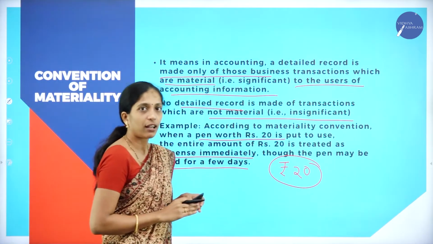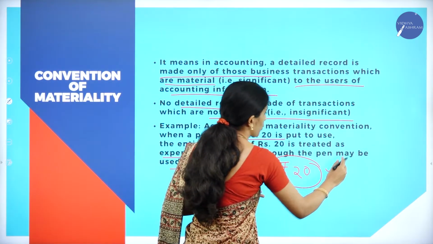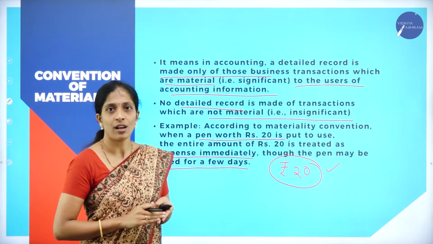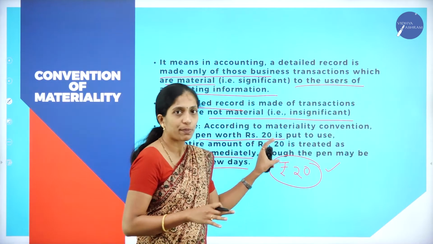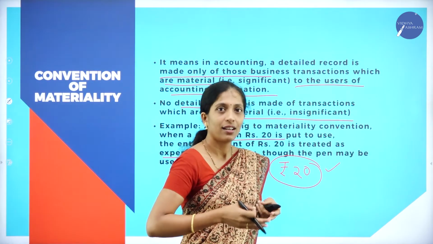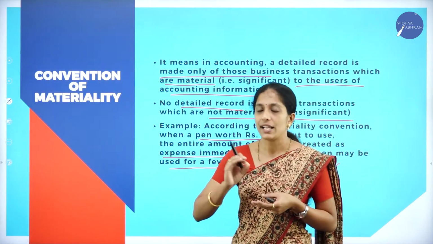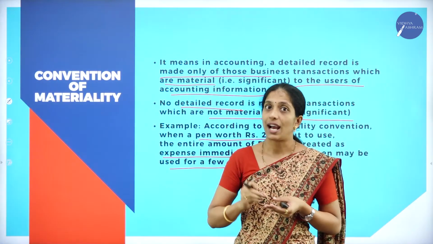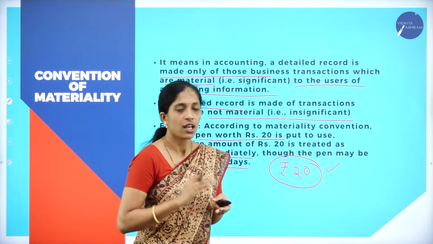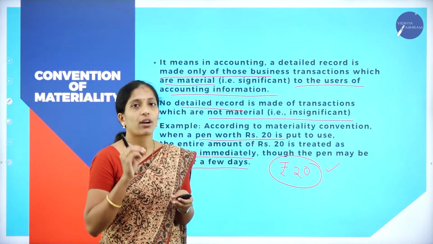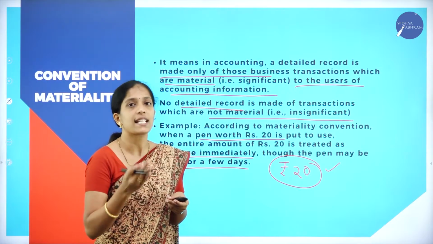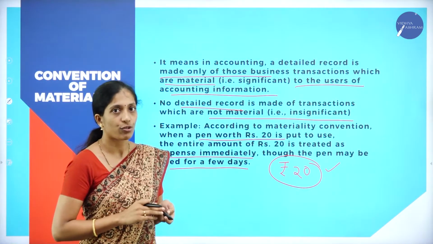Now, what we have to record in the books of account, we have to record as ₹20 itself, even if it has been used or even if it has not been used in an organization. The amount which has been spent has to be recorded in the books of account. If it is not used, can it be deducted or taken off from the books of account? No. We have already recorded it, and whether it has been used or not, we have to record it in the books of accounts. So the materiality concept is that we will record only those transactions which are material in nature, and the transactions which are not material or insignificant in nature are not recorded in the books of account.